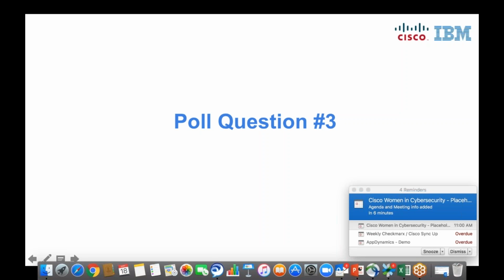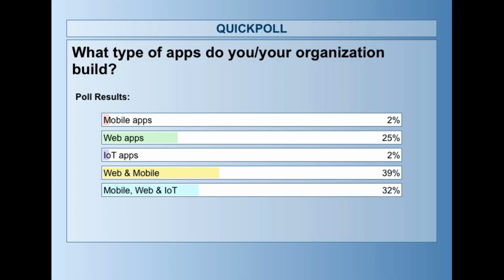Okay, survey says, well, web and mobile leads the list with almost 40%, 39. Mobile, web, and IoT are just right behind that with about 1/3. And then web apps alone at 1/4. Interestingly, only 2% do mobile apps only and only 2% do IoT apps only. Ladies, what do you think? I think this is exactly what's happening, Alan. There's going to be an explosion of web and mobile apps, but IoT is probably going to push us off by 2020.